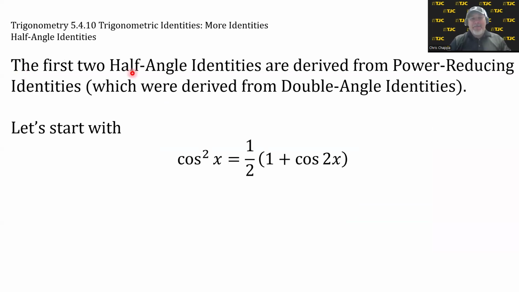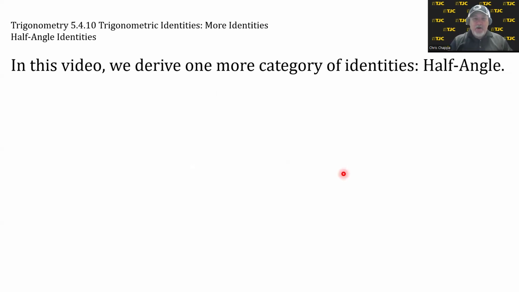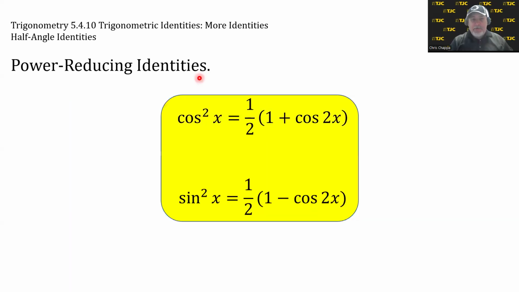The first 2 half-angle identities are derived from power-reducing identities, which were derived from double-angle identities, which were derived from sum identities. It's just a constant evolution of identities. But let's start with cosine squared of x equals 1/2 times 1 plus cosine of 2x, which again was this power-reducing identity.